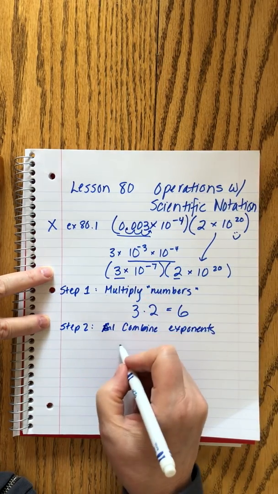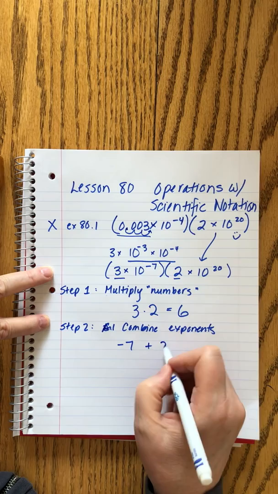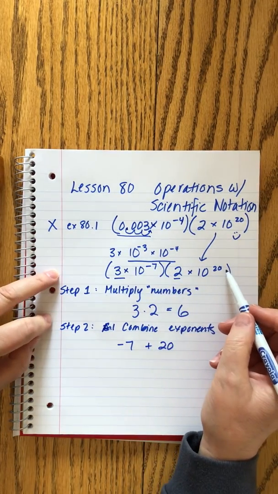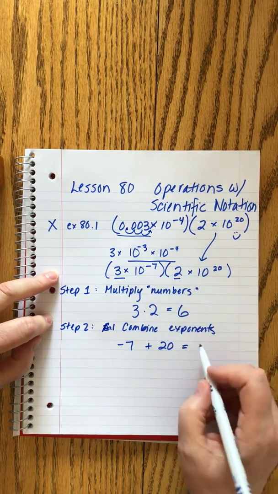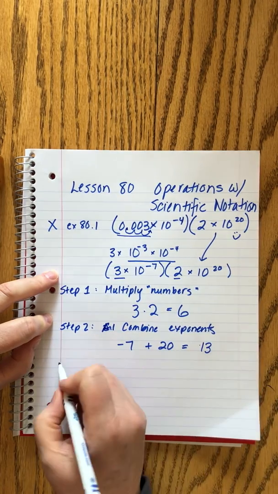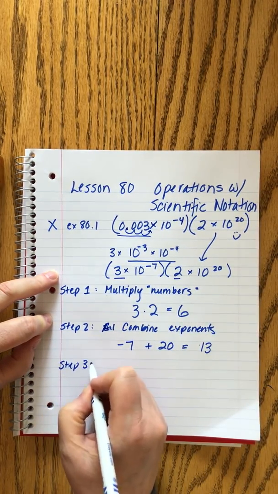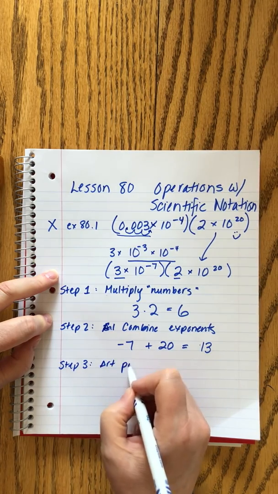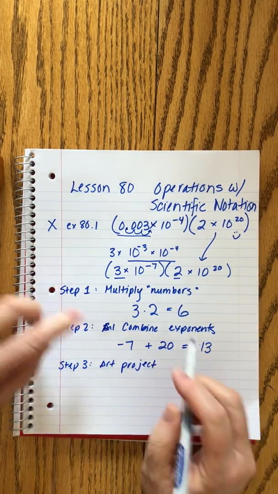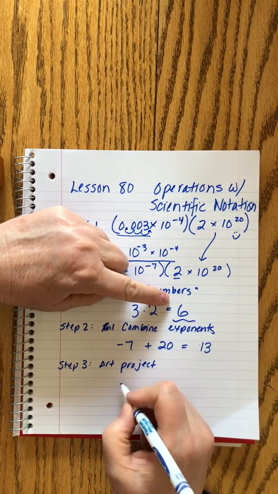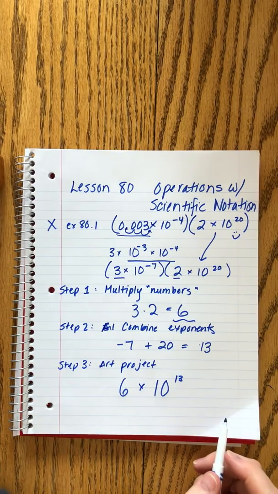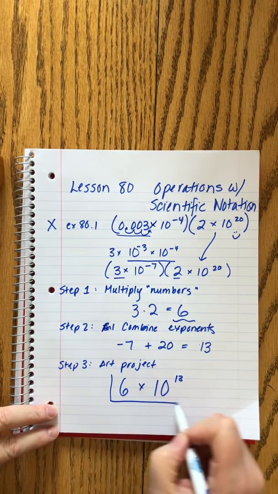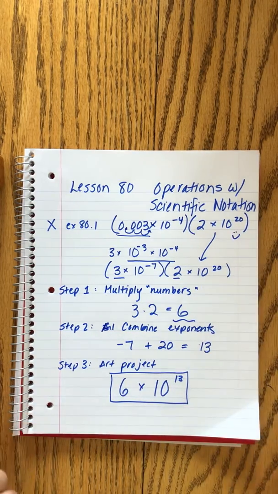So here it's minus 7 plus 20, right? Because when we are using the product rule, we add the numbers. So it's minus 7 plus 20. That would be 13. And then step 3 is what I like to call art project, because all we're doing is just writing the answer so it looks cute. And so we would have 6 times 10 to the 13th. That is the product, or the answer to this multiplication problem.